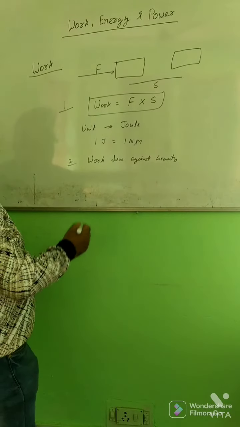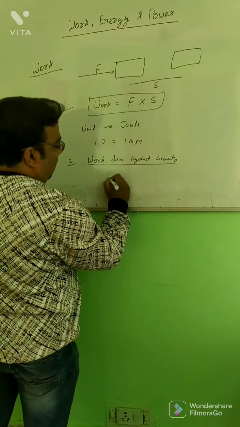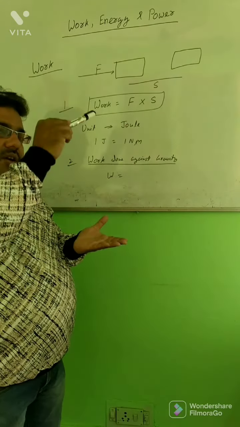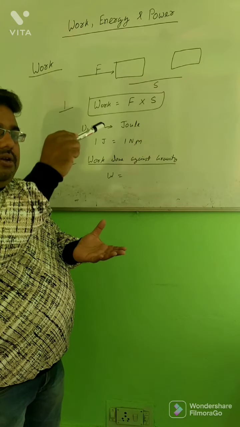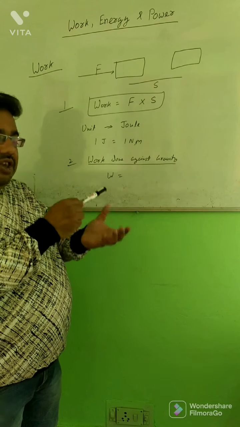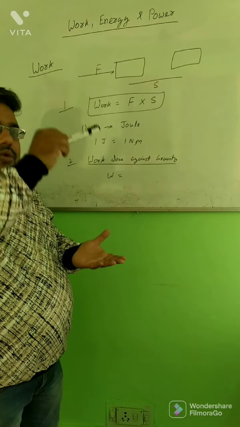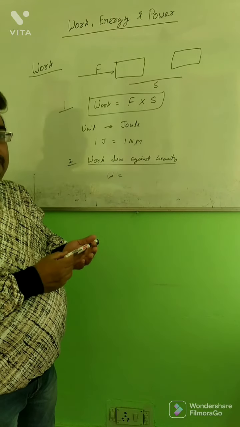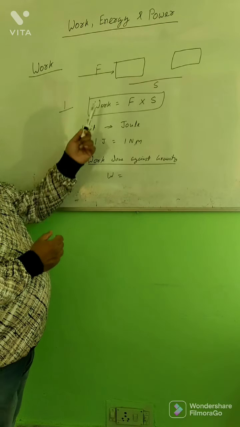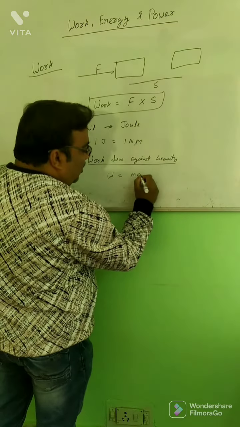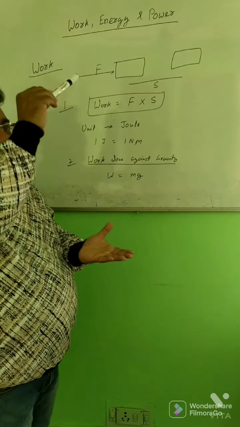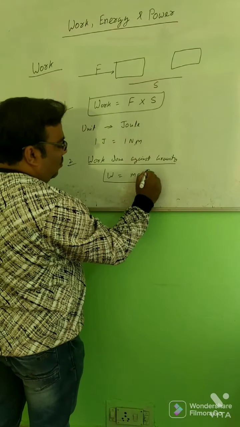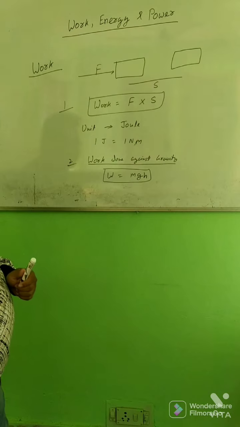That is work done against gravity. W equals, we know, force into displacement. So when I am lifting an object, how much force do I have to apply to overcome the gravitational force? जितना इस पे gravitational force लग रहा है उतना ही force हमको लगाना होगा, then it will go up. That force is equal to the weight of the body, and weight equals m into g. So in place of force we put m into g, and in place of displacement we put height, so s is replaced by h. So work done against gravity is equal to mgh. That is the second formula for the work done.